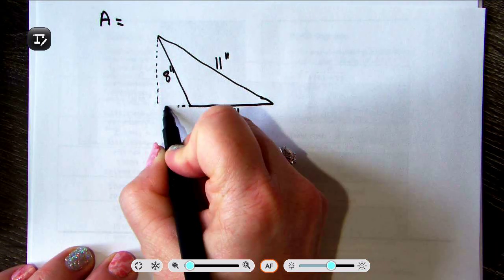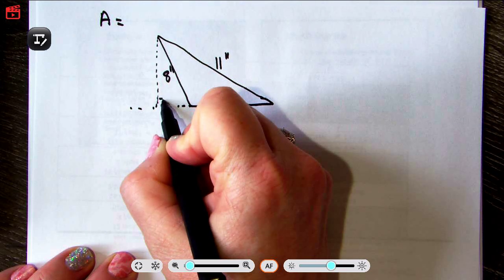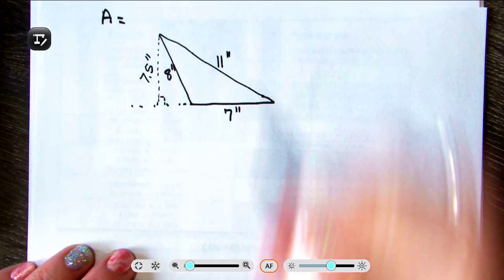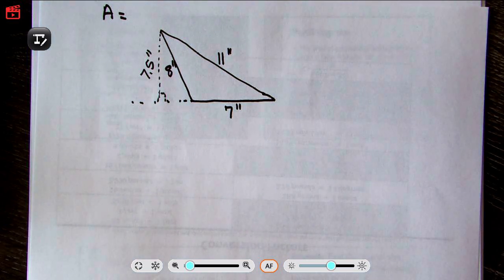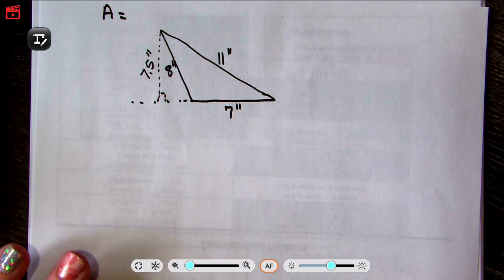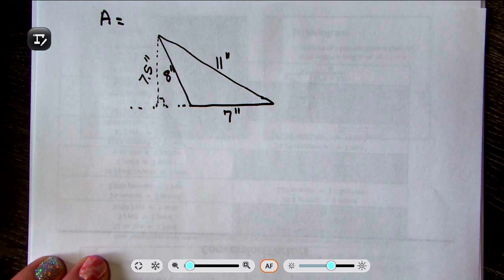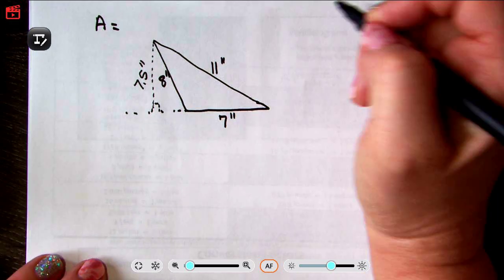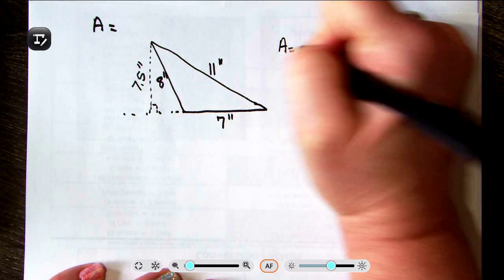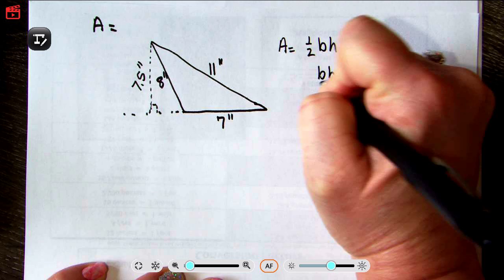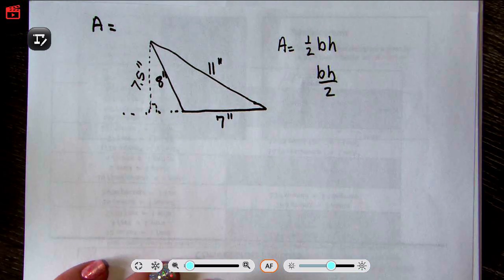Let's extend this line a little bit, and found that this was 7.5 inches. I mean, these could be way off, but let's just imagine that those were our pieces. And now we want to find the area of this triangle. Now the area of a triangle is 1/2 your base times your height, or your base times height divided by 2, whichever way you like.